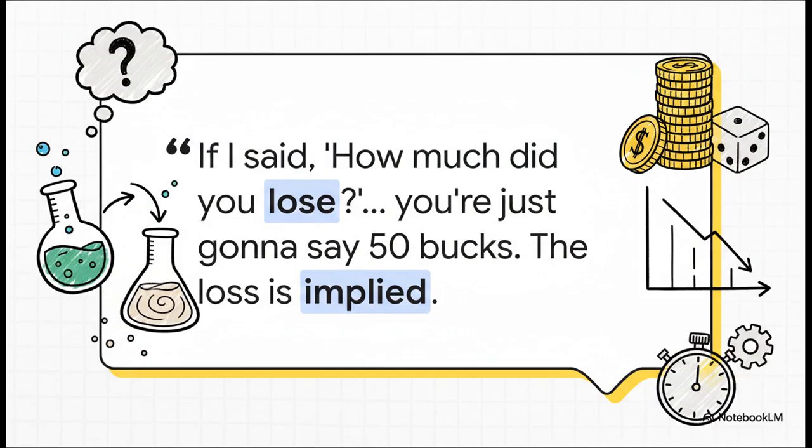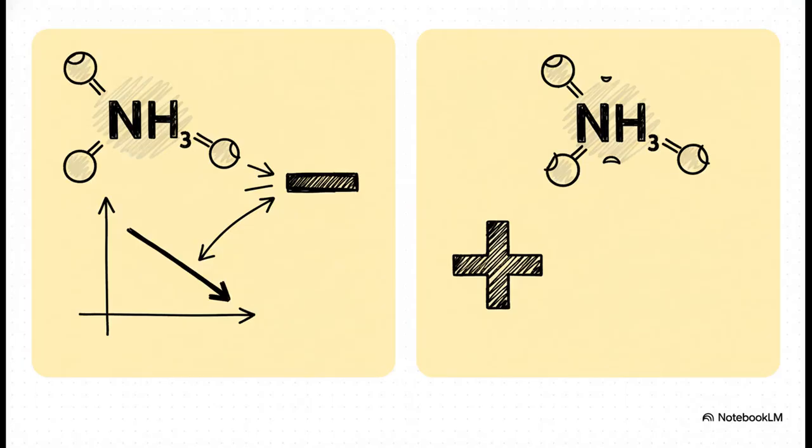It's exactly the same in chemistry. So let's be super precise. If a question asks for the rate of change of ammonia, you absolutely have to include that negative sign to show its concentration is decreasing. So that's negative 0.2 molar per second. But if it asks for the rate of consumption, the word consumption is just like the word lose. The direction is already implied. So for that, the answer is just the positive value, 0.2 molar per second.